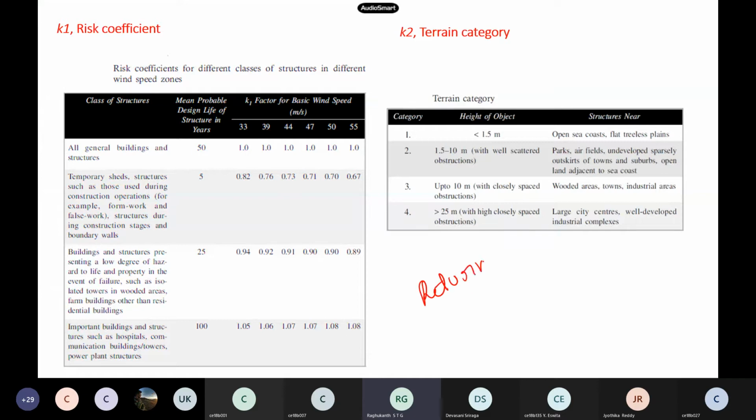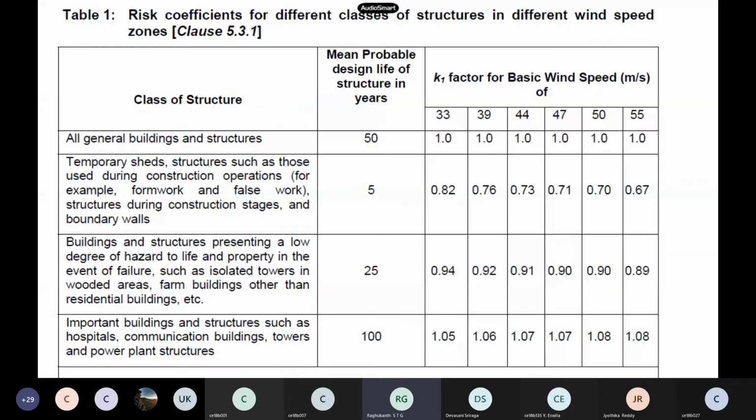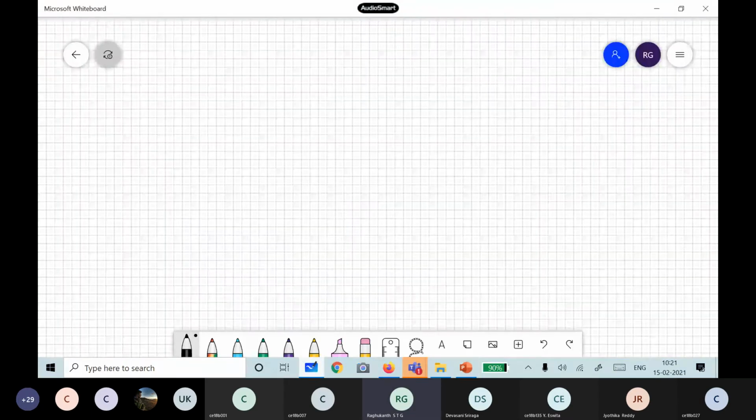This is a very, very fundamental thing. This is the only IS code which talks about this return period. No other code specifies this. So they say 50 years, 5 years, 25 years, risk coefficients they give you for a variety of these. So for this you have to understand the concept of the return period. See, for example, this has to be understood in our IS code.